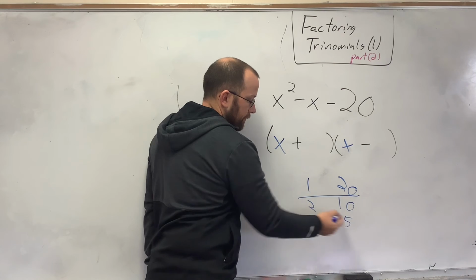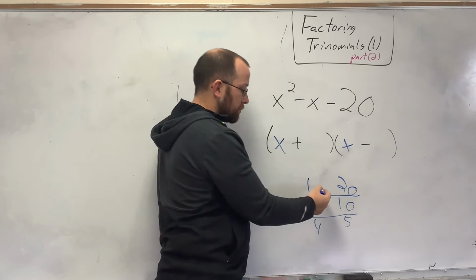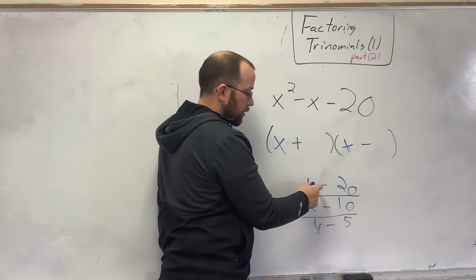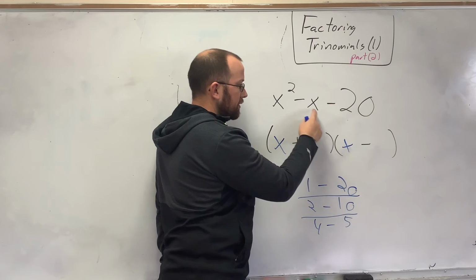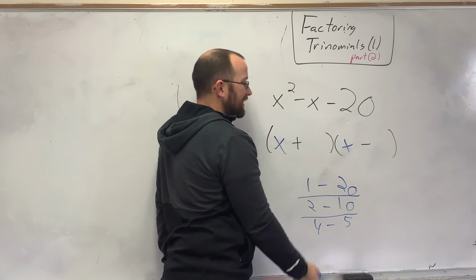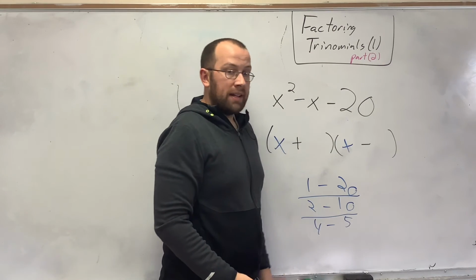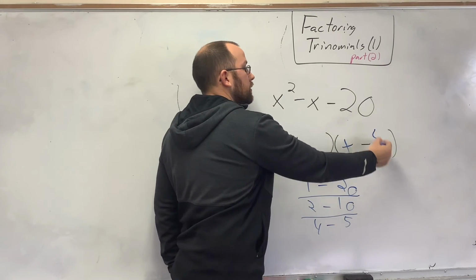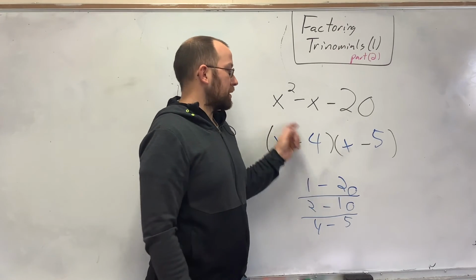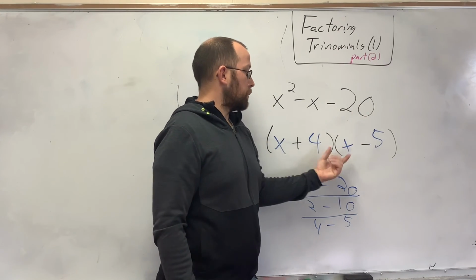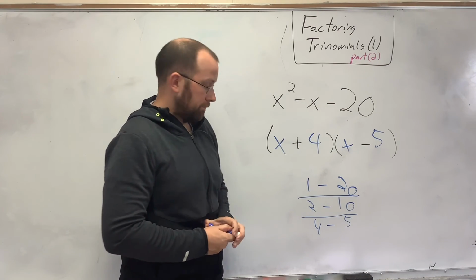And that's it. So I know one's going to be positive and one's going to be negative, so I have to subtract them. Does 1 minus 20 give me 1? No. 2 minus 10? No. 4 minus 5? Yes. Now which one of those is going to be my negative? The 5. And there you go. So x times x gives me x squared. 4 times negative 5 gives me negative 20. 4x minus 5x gives me negative x in the middle.